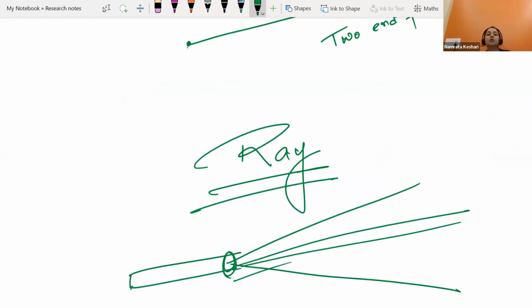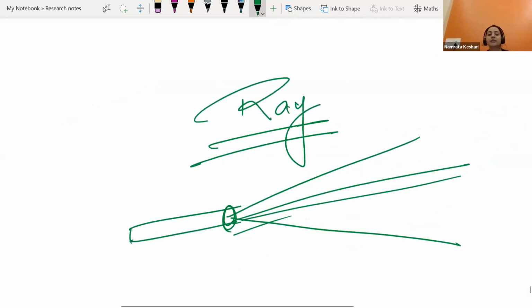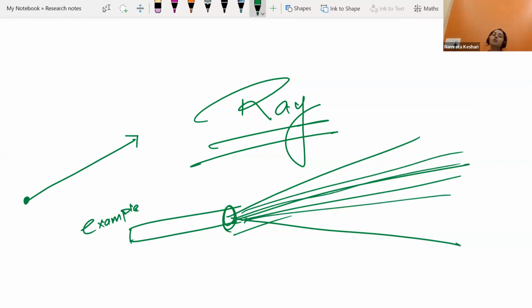Now, in mathematics, we say that a ray is such a line, and we represent a ray with a line which has one endpoint, and in the other direction it just keeps progressing. We can extend it. So there is one endpoint, and in the other direction, you can see the example of a ray. Example: this light which is coming out from this torch.